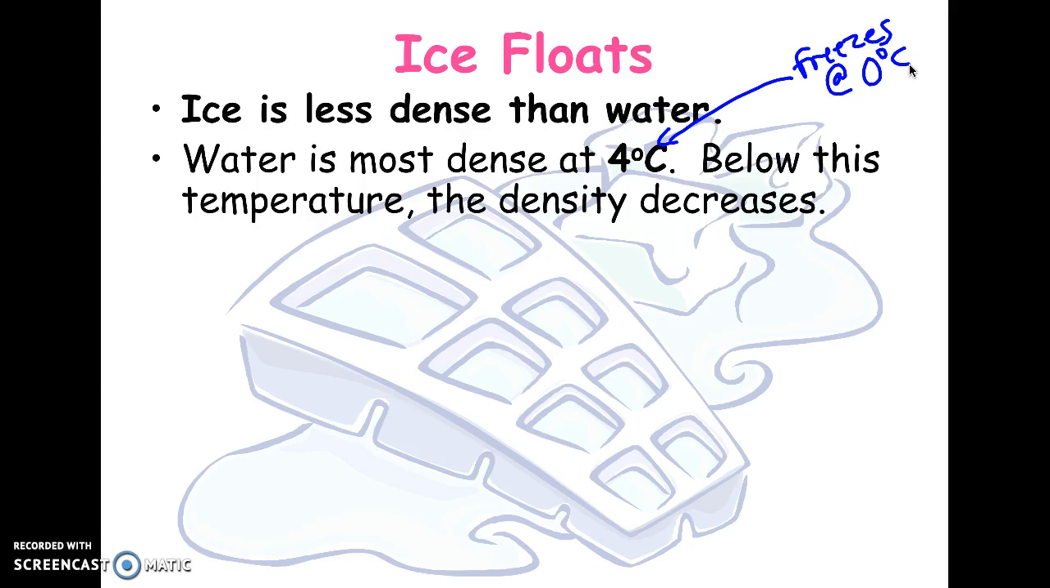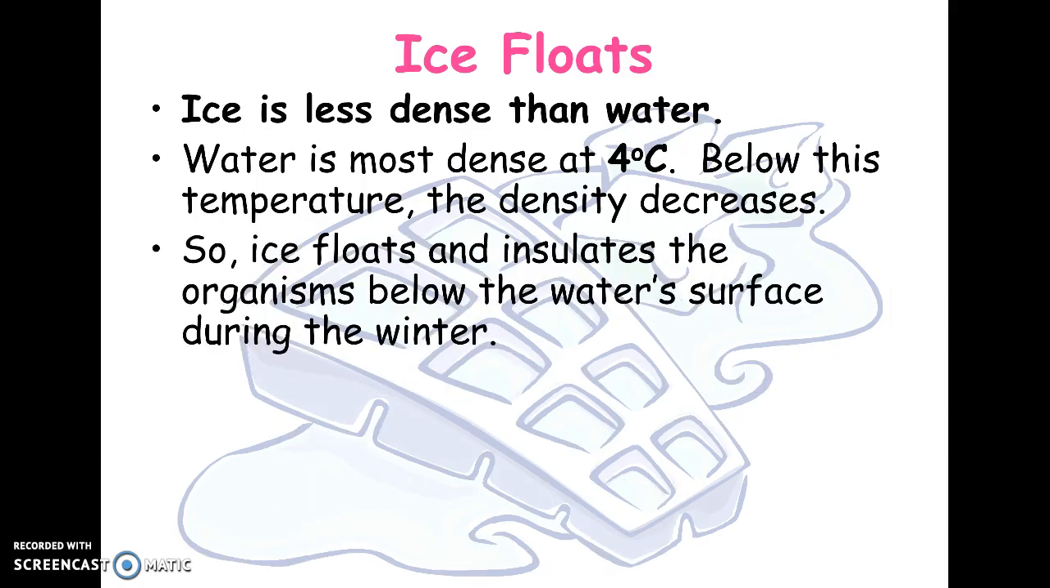But if ice was to sink, lakes would freeze from the bottom up and everything would die. Instead, you end up with ice covering the surface, and when the ice covers the surface, it insulates everything underneath. So all the organisms living in the water, the plants and the fish and the algae and all those things, they don't freeze to death because the ice on the surface actually protects them.